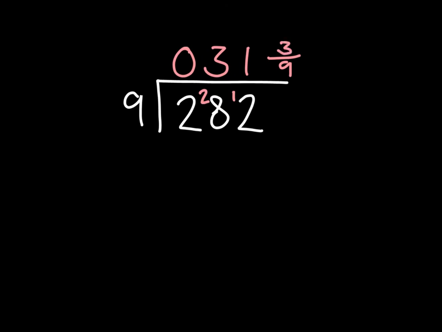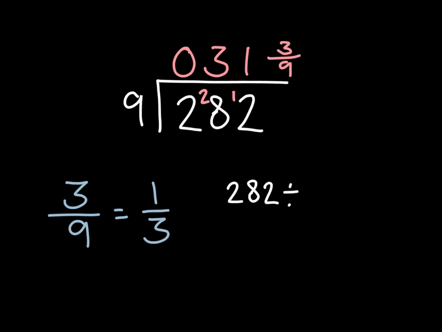However, I know something about fractions here. I know that 3/9 are equivalent to 1/3. So I can actually write the answer to this problem as 282 divided by 9 equals 31 and 1/3, using what I know about common factors to simplify the fraction.